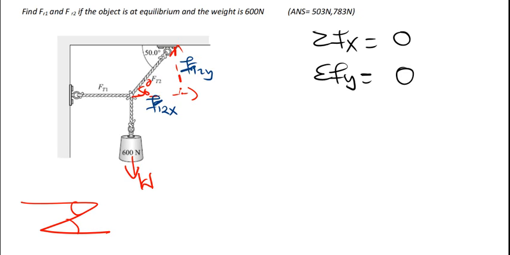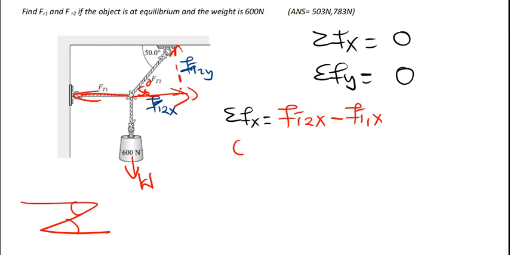Okay. So now let's start with the summation of forces in x direction. When we add them, they're supposed to give us 0. What forces do we have? We have FT2x pointing in this direction, which is positive. This one is pointing in that direction, so I'll say minus FT1x. Since the net force is 0, I'll say 0 is equal to FT2x minus FT1x. If I shift FT1x to the other side, FT1x will be equal to FT2x.